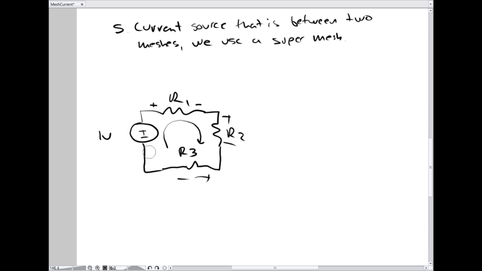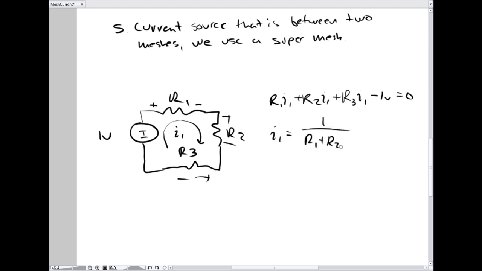They're all plus. And then the source, in this case, would be a minus sign because I hit the minus first as I go around the direction that the mesh current is defined, which in this case is clockwise again. So the equation for this would look like, let's call this mesh current I1, R1 I1 plus R2 I1 plus R3 I1 minus 1 volt is equal to 0. And that would mean that I1 is equal to that 1 volt divided by the sum of those resistances, which makes sense because they're resistors in series. The equivalent resistance of them is them added together.